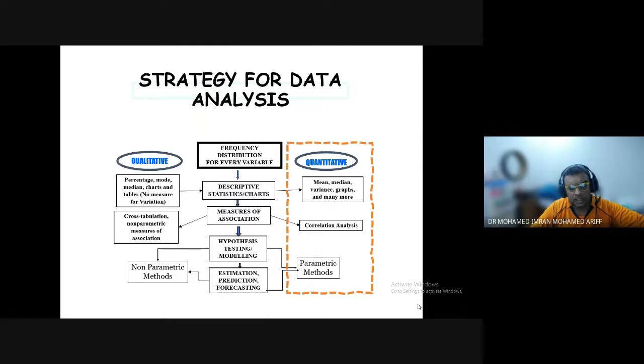All right, so this is a very important slide. I want you to look into this and keep in your mind when you start doing your research method. Sorry, when you start doing your chapter 3. Okay, so this is an overall diagram for strategy for data analysis. So what do you want to do? Okay, so there are two methods generally in statistics for data analysis. One is called qualitative and quantitative.